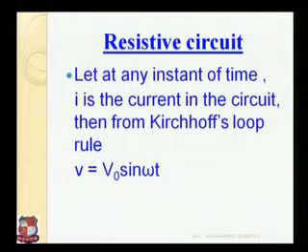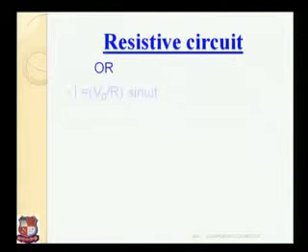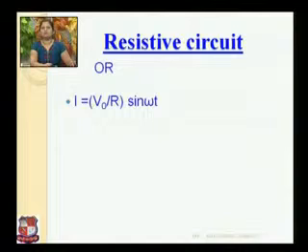At any instant of time, I is the current in the circuit. According to Kirchhoff's loop rule, V equal to V0 sin omega t is equal to R into I, where I is the current passing through the circuit. You can rewrite the equation as I equal to V0 by R sin omega t. Now V0 by R is nothing but the peak current I0. So I is equal to I0 sin omega t.